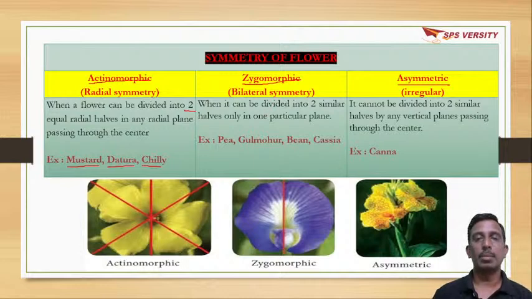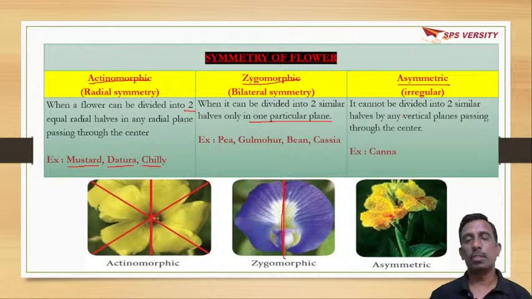Zygomorphic: when it can be divided into equal halves in only one plane. If you can cut it into two equal halves in only one plane, it is called zygomorphic. Asymmetric: whatever plane we cut passing through the center, it cannot be divided. This is called asymmetric. Example, canna.